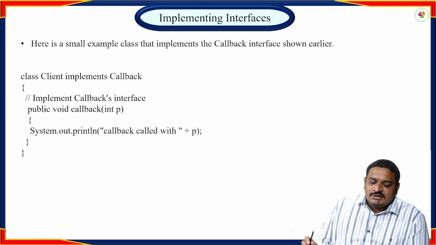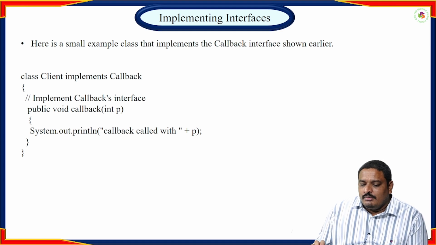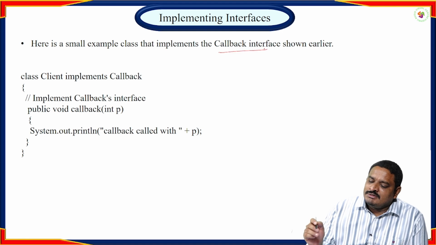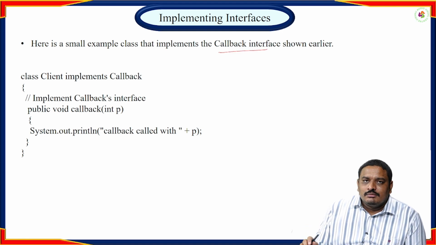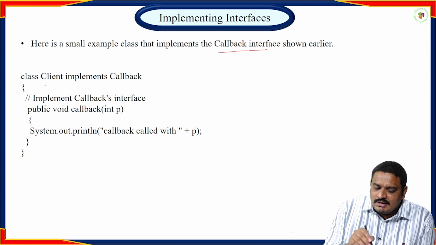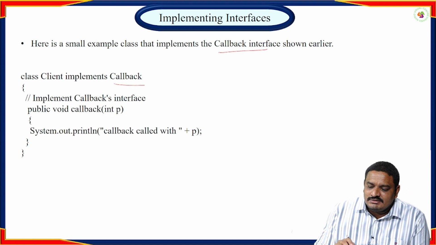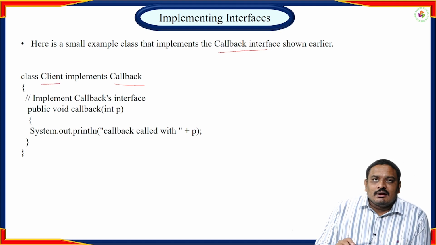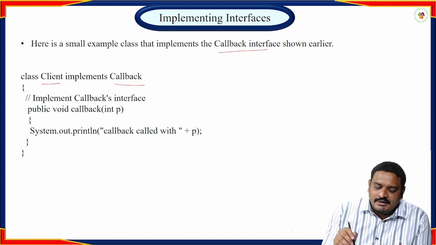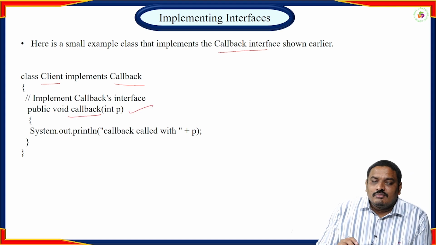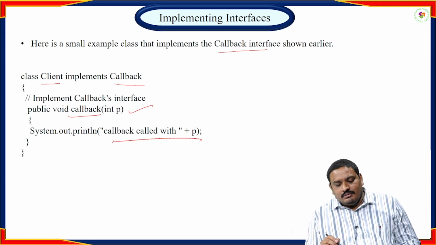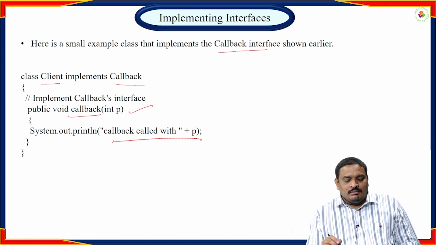Here is a small example of implementing interfaces. The interface name is Callback. Client is a class that implements the Callback. Callback is an interface, Client is a class name. The class can implement the Callback. Whenever we implement the Callback interface, the callback method can also pass a parameter. The statement will be callback with p method, p statement.